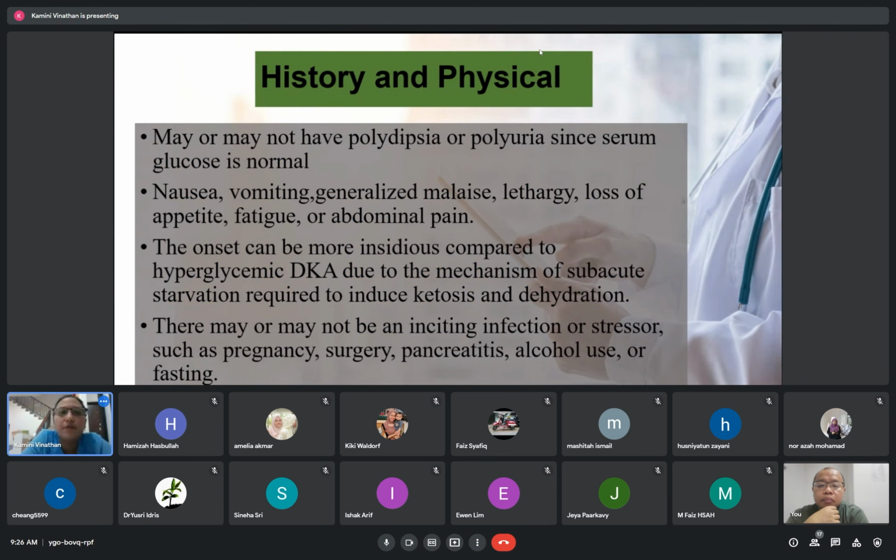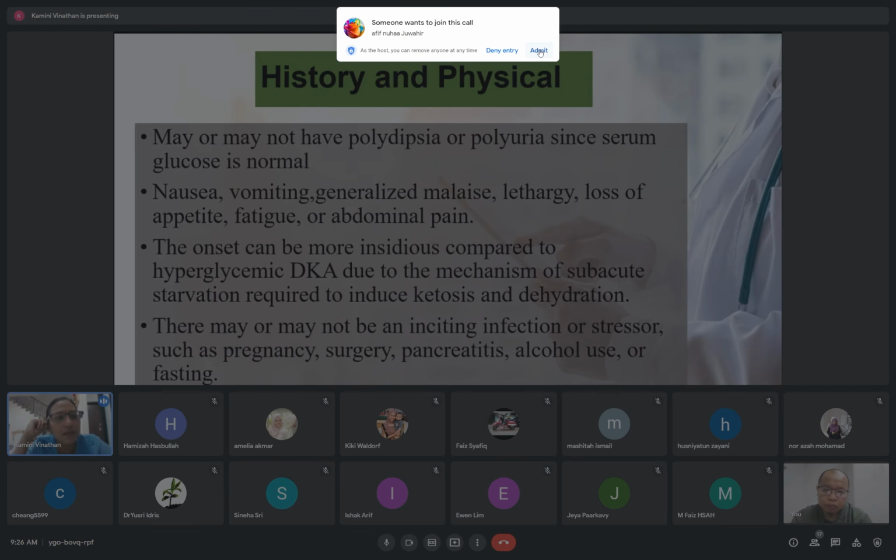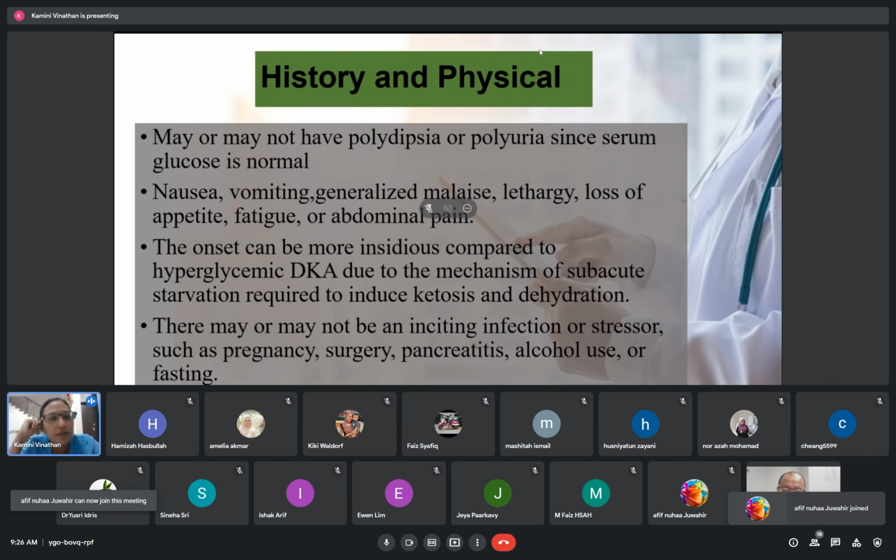So this is from history taking and physical examination. What we can find from euglycemic DKA patients is that they may or may not present with polydipsia and polyuria. Next is nausea, vomiting, generalized malaise, lethargy, loss of appetite, and abdominal pain. The onset may be insidious compared to hyperglycemic DKA due to the mechanism of subacute starvation, which is required to induce ketosis and dehydration.